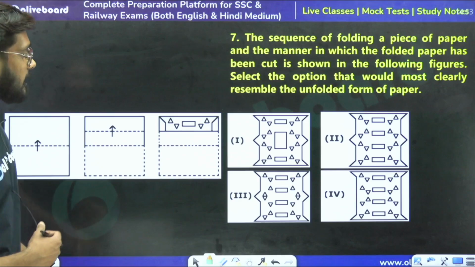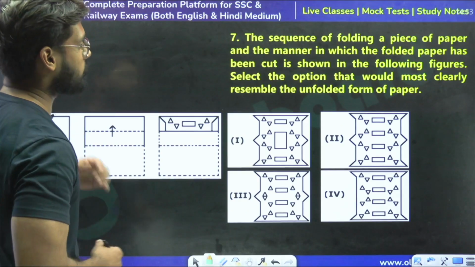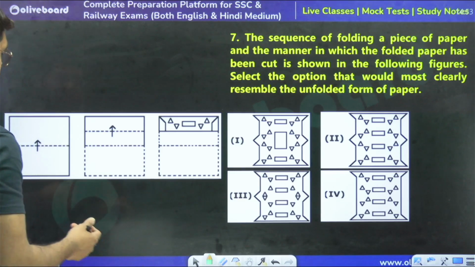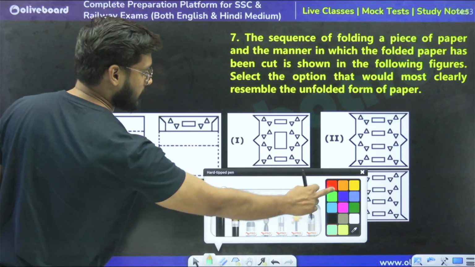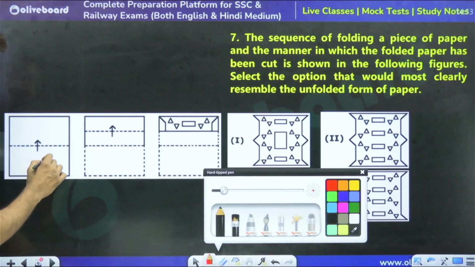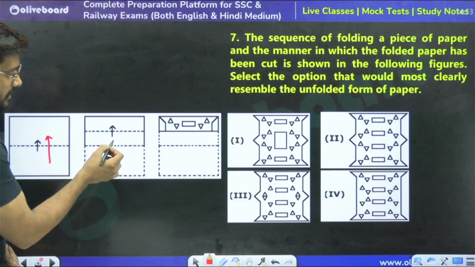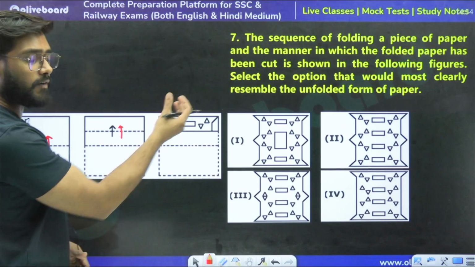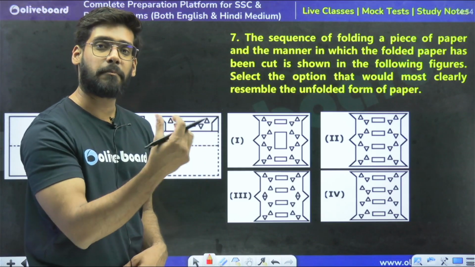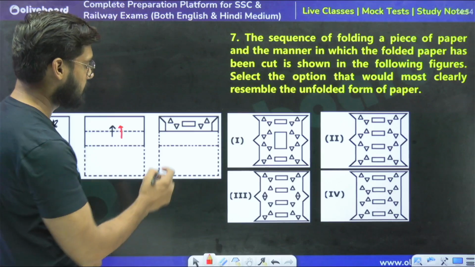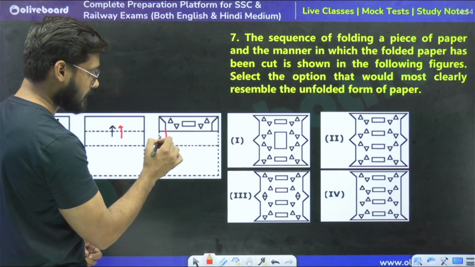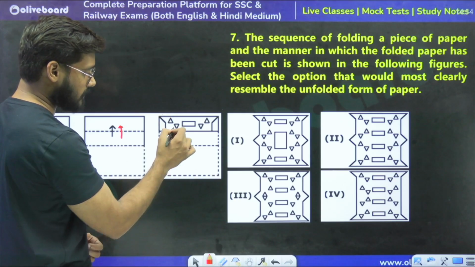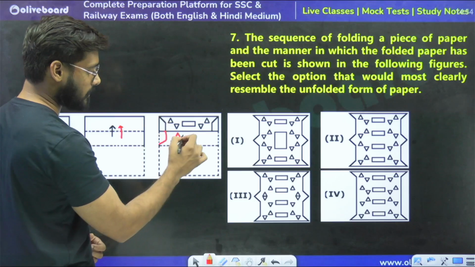Okay. Seventh question is from the sequence of paper folding and cutting. First of all, what has happened? The paper has been folded from bottom to top. Then again the remaining part is folded from bottom to top. Now when we are opening the page downwards, the mirror image, the water image will be formed. These two triangles should be formed. This is at the top, so this will be at the bottom. This is at the bottom, so this should be at the top.